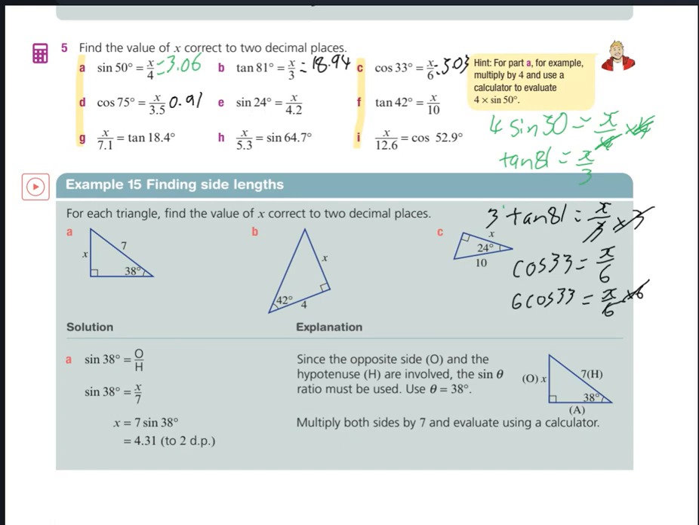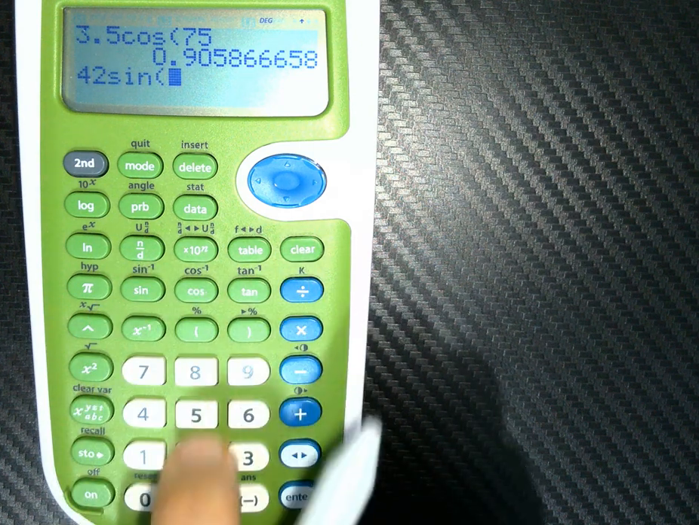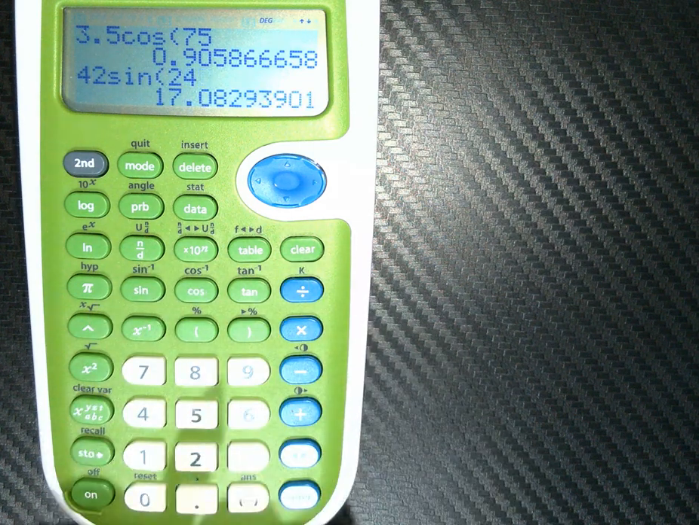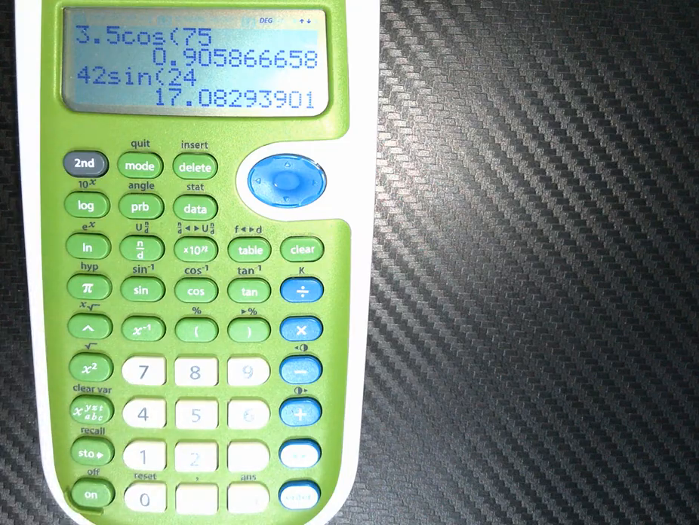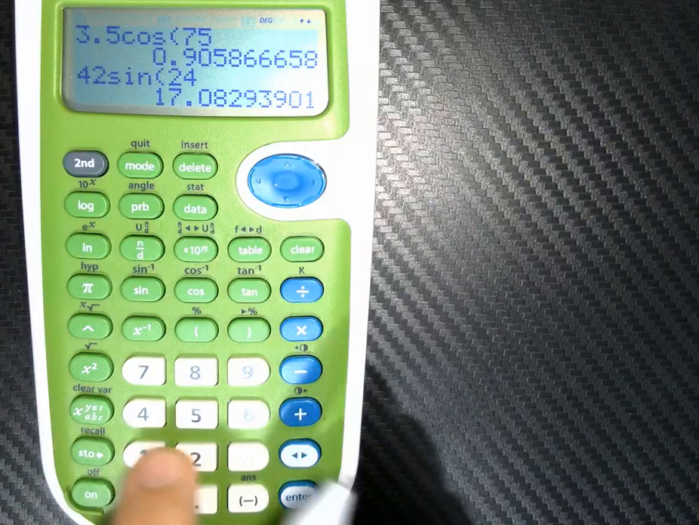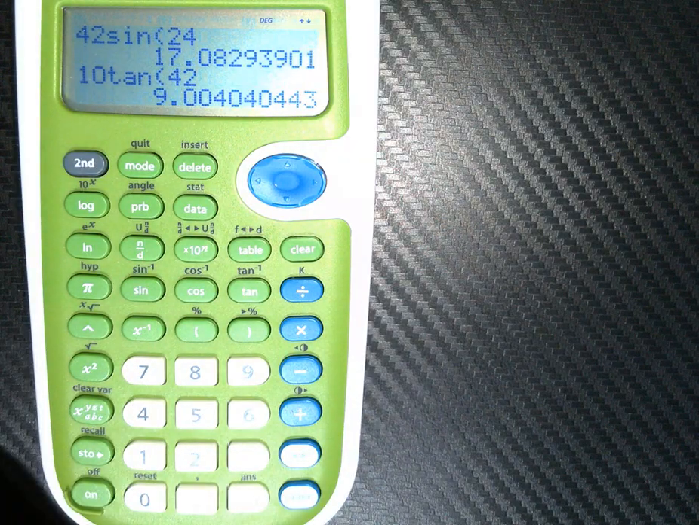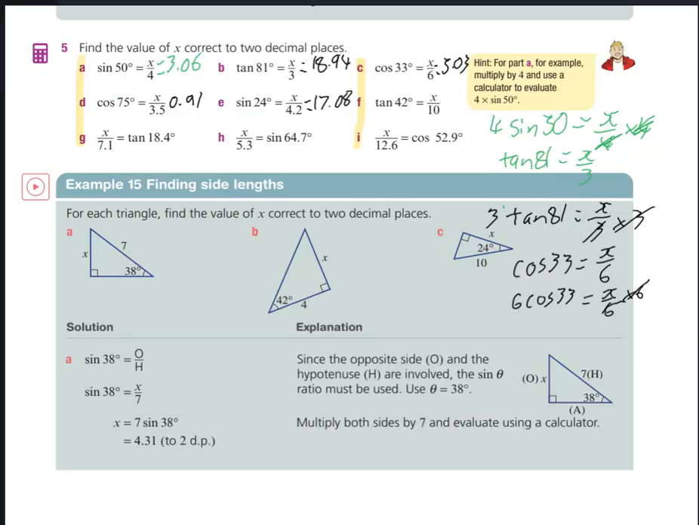0.91. Next, 4.2 sine 24. 4.2 sine 24 is 17.08. Next one, 10 tan 42. 10 tan 42 is 9.00.